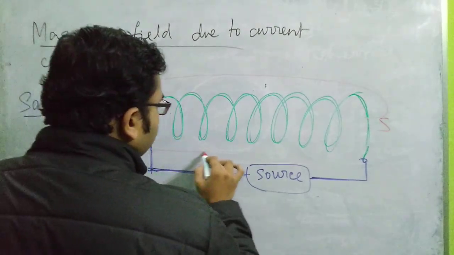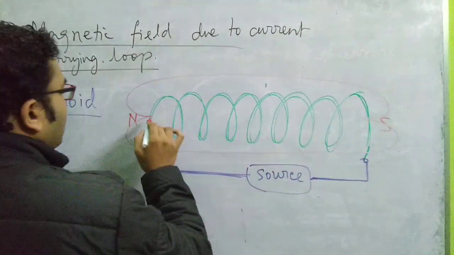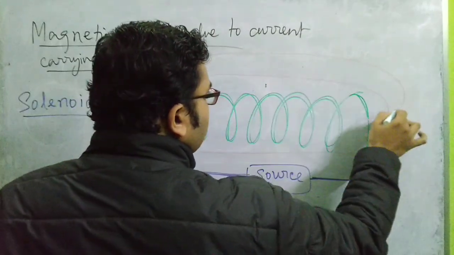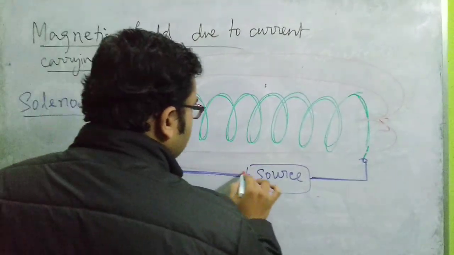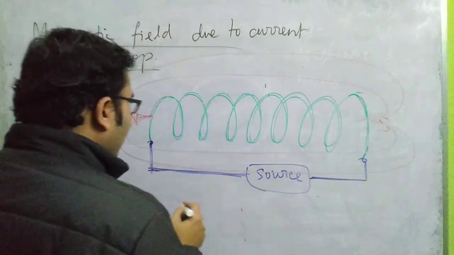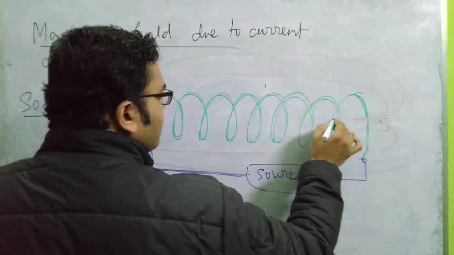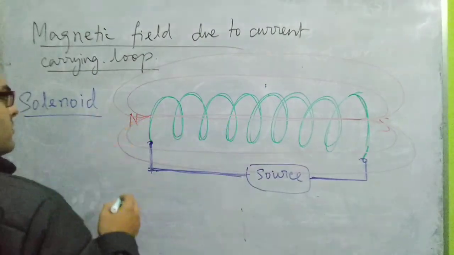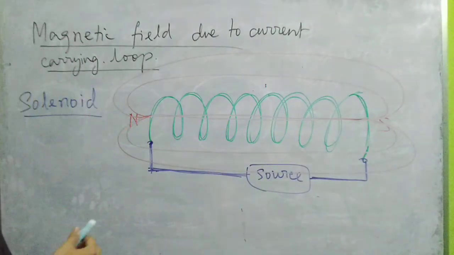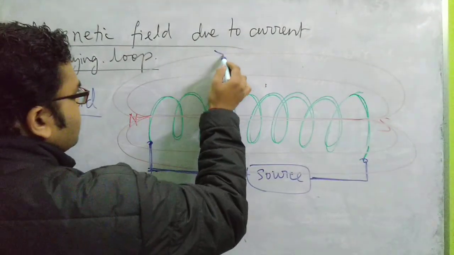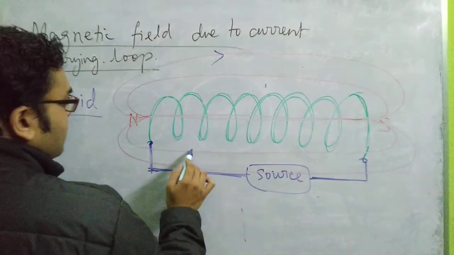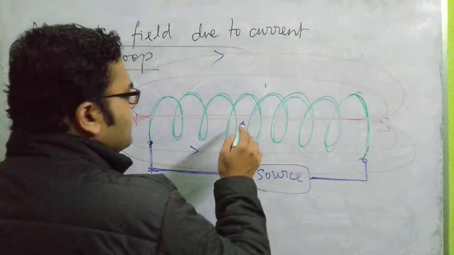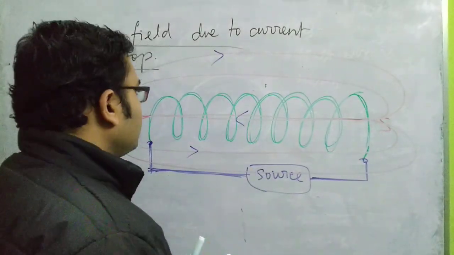The magnetic field lines go out like this, outside it will go like this and come into this. Inside, these lines will come from the south pole to the north pole. So this is the direction of the magnetic field as you can consider in a bar magnet. The same thing happens here also. So this is a solenoid.